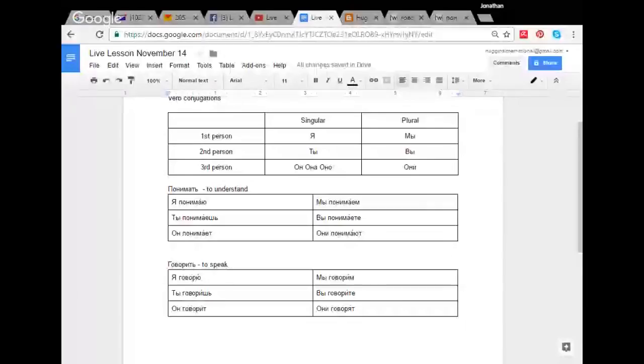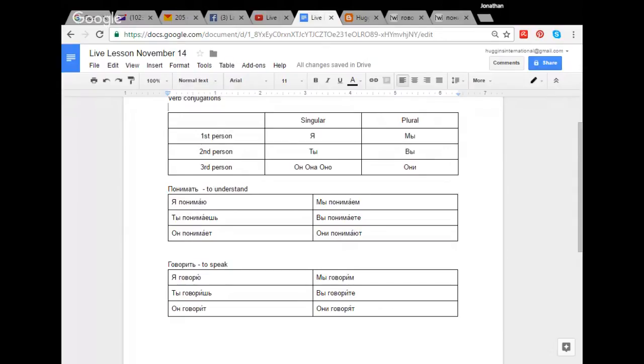And so I'm going to get my screen share here. And you can see the document with some of these conjugations. So can you see my screen? Yeah. Okay. I see.